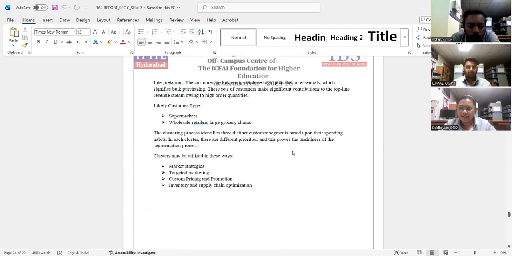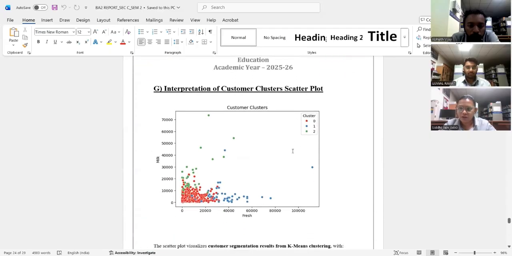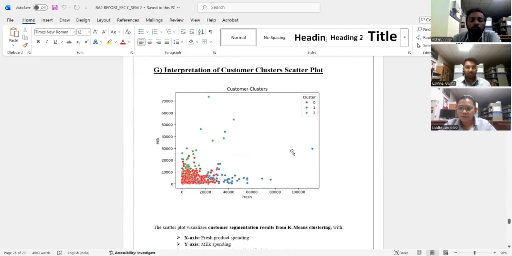Now coming to the scatter plot validation. The scatter plot validation confirmed clear separation between clusters, distinct spending intensity, and effective clustering performance. So this validates the accuracy of the model.